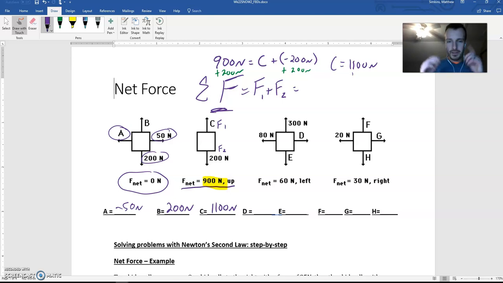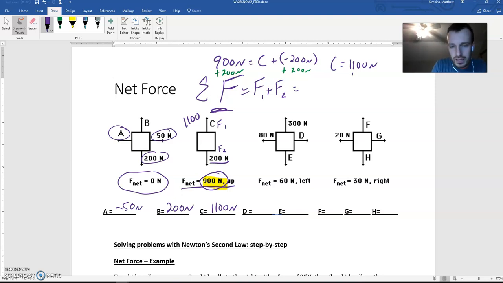And it makes sense if you think about it, look, 1100 newtons up, 200 newtons down would add up with the negative guy, right? 900 newtons, okay? So that's when the forces are unbalanced. You can figure it out by doing sigma F equals ma. You can do the same thing for the next one.